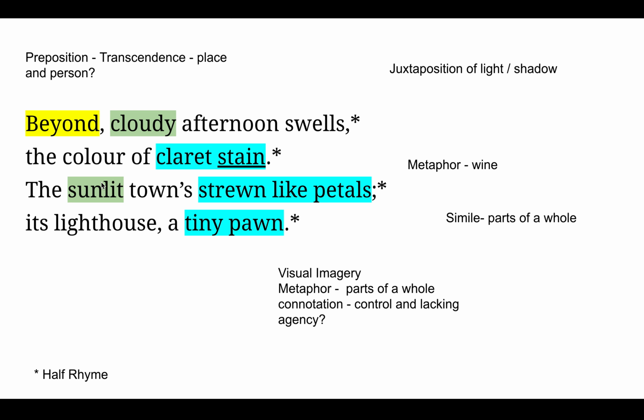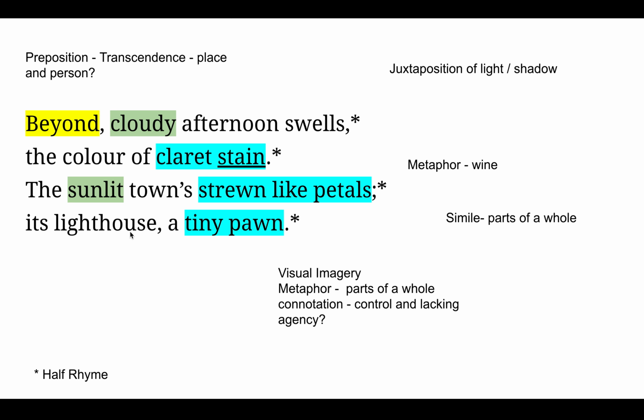Now the sunlit town's strewn like petals. Or the sunlit town is strewn like petals. Remember, this apostrophe S can also mean town is, rather than the strewn-like petals belonging to the town. So I read this as the sunlit town is strewn like petals. The simile here is comparing the town, the way it looks scattered along the beach, to petals, but petals are also parts of a flower. So he's using the parts of a whole to describe the way the town looks.